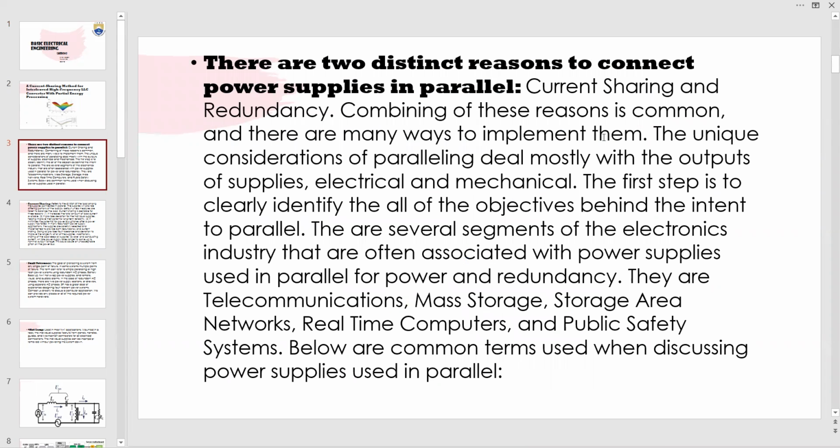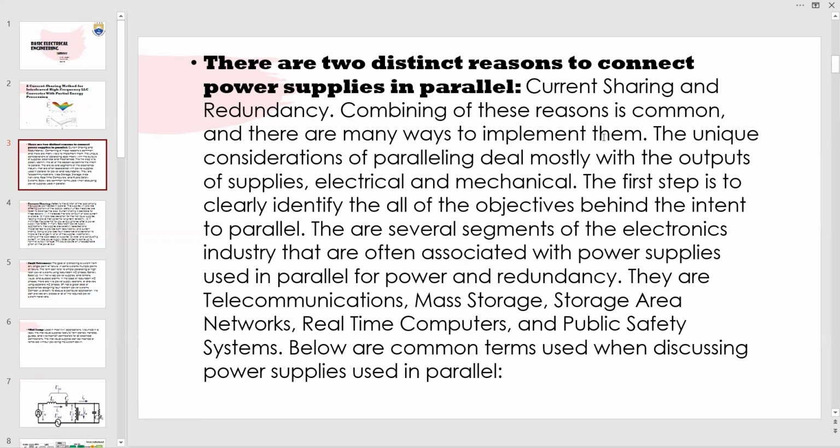There are two distinct reasons to connect power supplies in parallel: current sharing and redundancy. Combining of these reasons is common and there are many ways to implement them. The unique considerations of paralleling deal mostly with the outputs of supplies, electrical and mechanical. The first step is to clearly identify all of the objectives behind the intent to parallel.